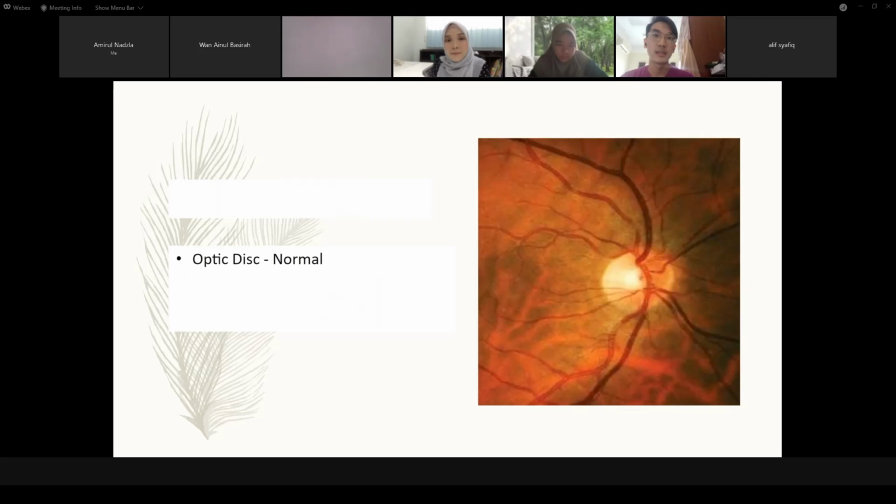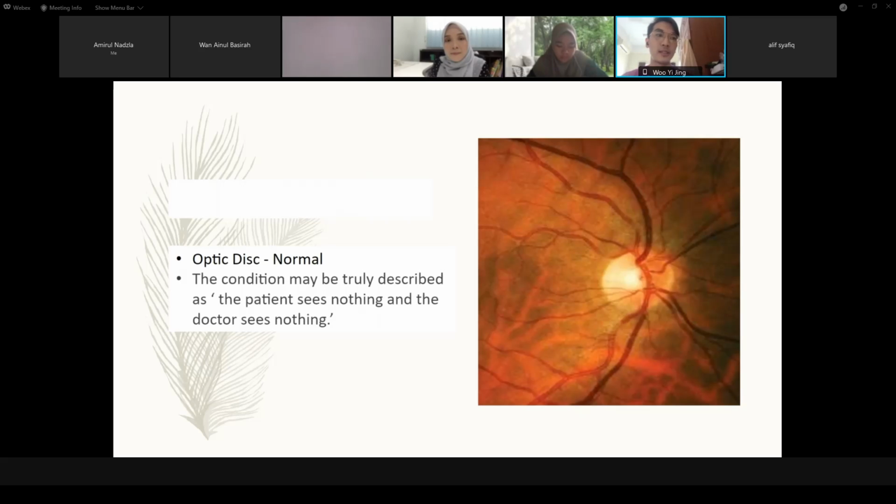Next. As we have discussed just now, in retrobulbar neuritis, as you can see in the diagram, the optic disc is actually normal with a pink appearance and a well-defined edge. This condition is described as the patient sees nothing and the doctor sees nothing. As you can see, there's something like pigmentation, but it is normal, especially in our population.